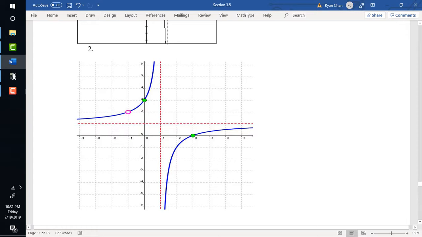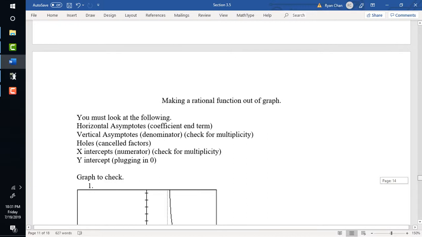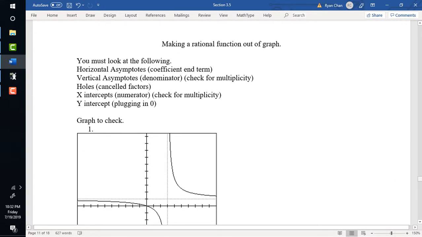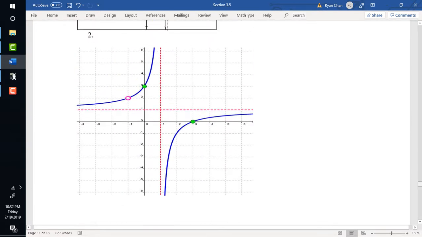You guys should have your packets here, but the idea is to look at all your different aspects, list them out, and then write them in terms of the factorings. So let's look at what I have.